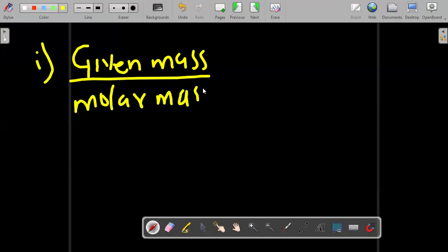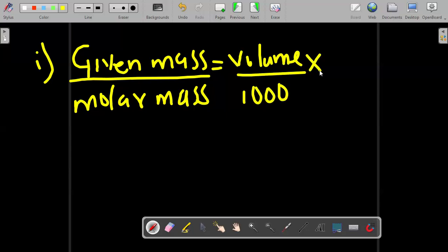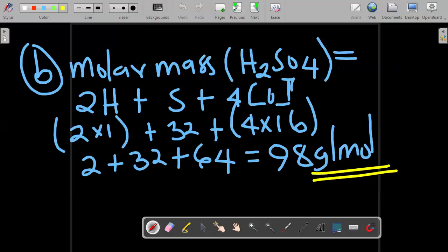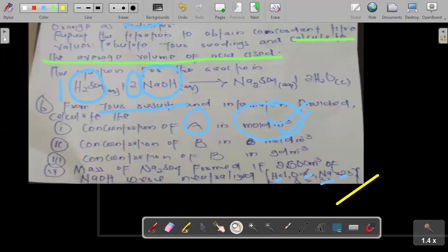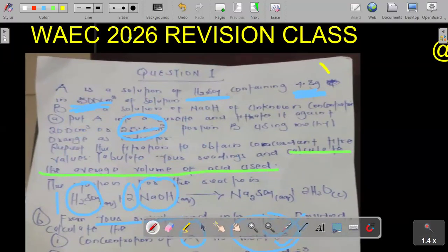Given mass over molar mass is equal to volume over 1000 times molar concentration. So what is the given mass they gave us? Let's go back to the question. According to the question, the given mass is 4.8. The volume is 500. We have already gotten our molar mass.